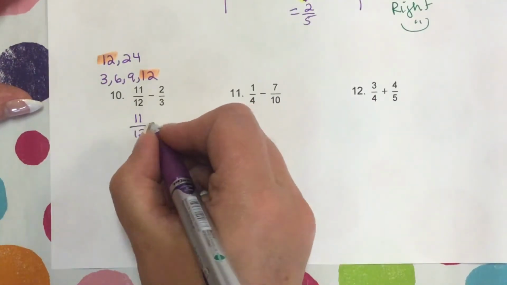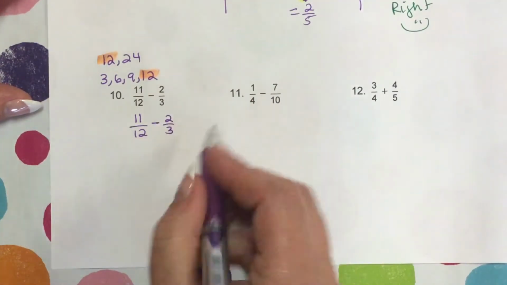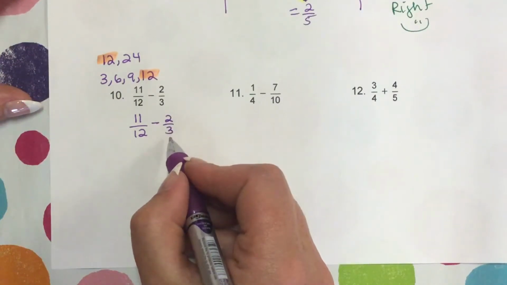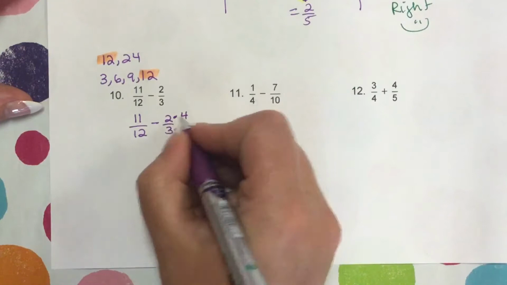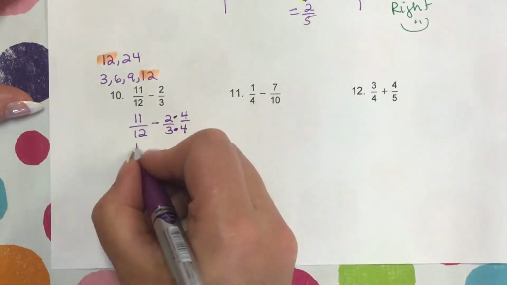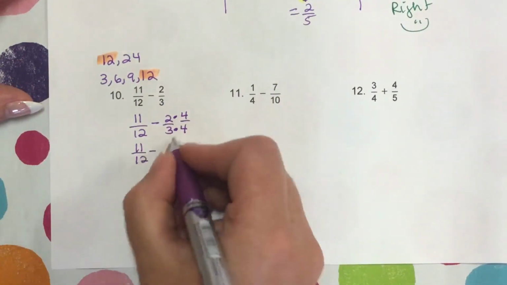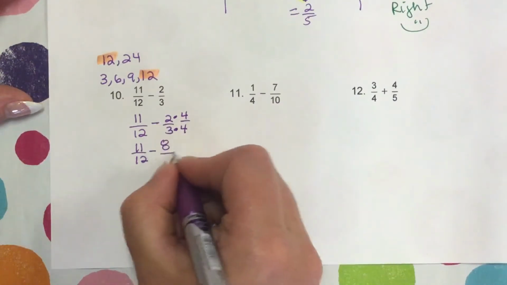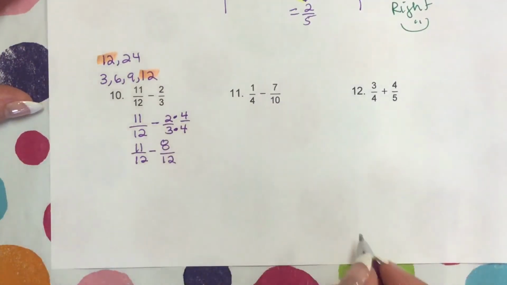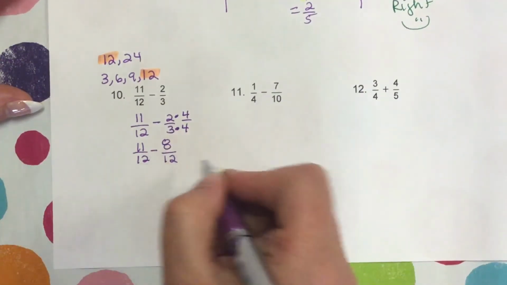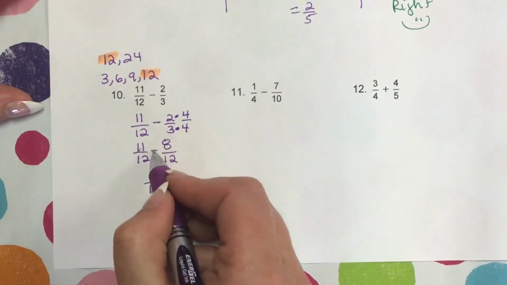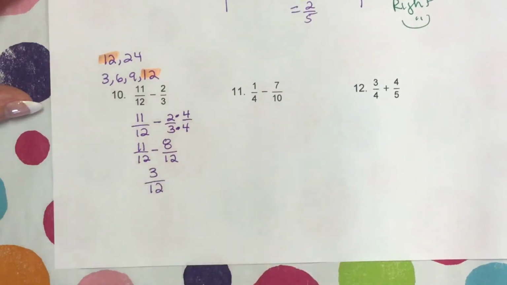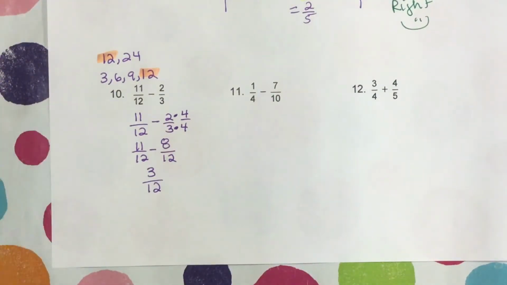Okay, 11 twelfths minus 2/3. And how do I make this into a 12? You're right. I need to multiply the bottom and the top by 4. Okay, so that ends up being 11 twelfths minus 2 times 4 is 8 over 3 times 4, which is 12. So I'm just going to keep that number in the denominator with 12, and then I'm going to go 11 minus 8, which is 3. So there we go. It equals 3/12.